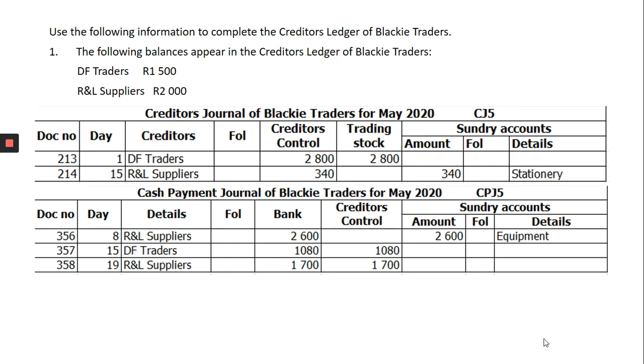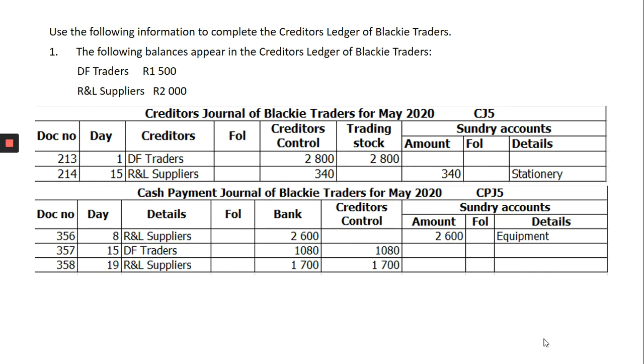Let's look at the example. They told us that the following balances appear in the books of Blackie Traders: Dev Traders 1,500, R&L Suppliers 2,000. So that is the opening balances for our creditors. That means that is the money we still owe them on the 1st of May.